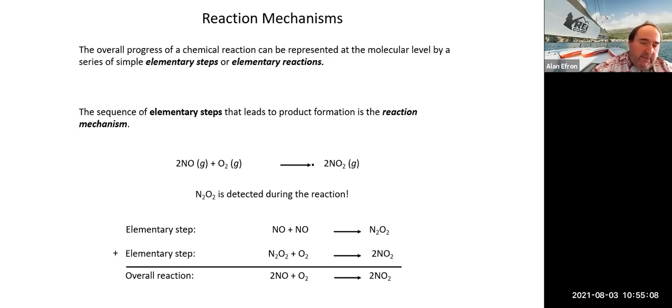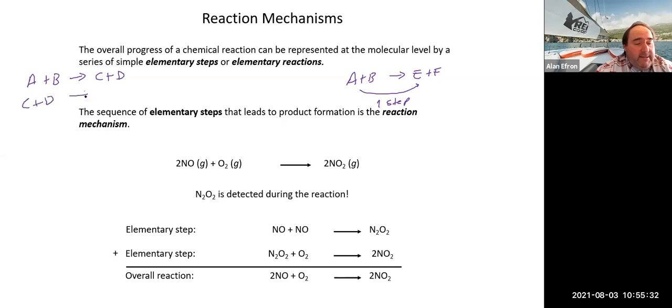Now, sometimes when we look at an overall reaction like A plus B goes to E plus F, we assume that it all happens in one step, like it directly goes from reactants to products. And that's not always the case. Sometimes it happens in multiple steps, like A plus B first makes C and D, then C and D react to make E plus F. And if we add both of these steps together, just like we did with redox reactions, anything on opposite sides of the arrows can cancel out.